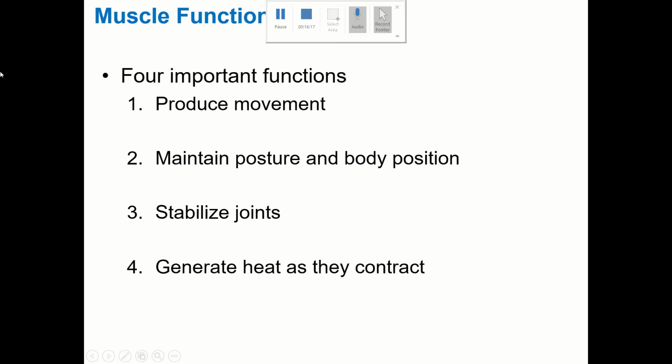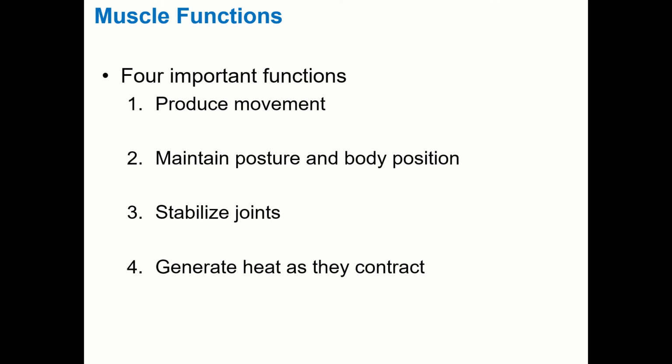All right, so in terms of muscle functions, there are some pretty obvious ones on there. So muscles obviously produce movement, so they help us walk or run or throw or do any of those other things. They move one bone around another or relative to another, and that then produces movement.